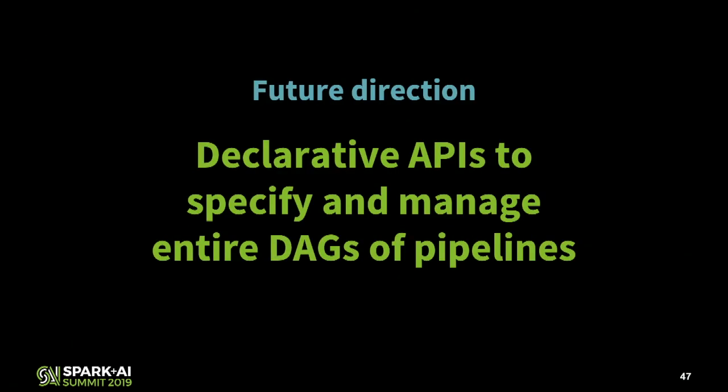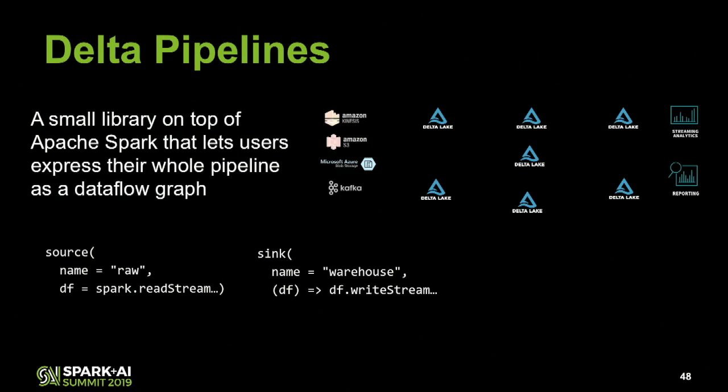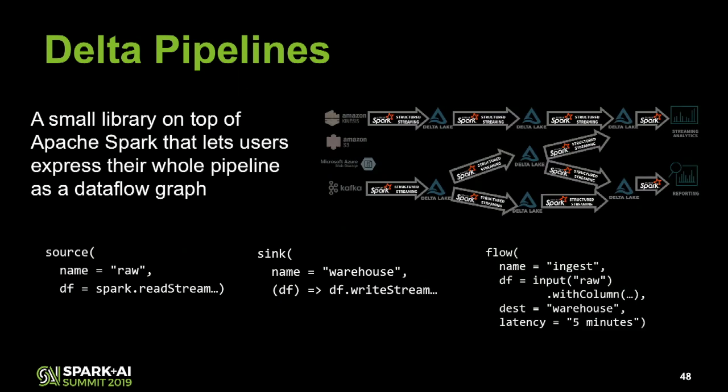And that's why we are working on building a new layer above Structured Streaming and Delta, a set of declarative APIs with which you can specify the entire DAG and manage the entire DAG. For example, to give a brief glimpse, again, none of the details is set in stone here. We are still working on this. But the idea is that it's a small library on top of Apache Spark and Delta, with which you can just specify what the nodes in this graph are, essentially the sources and sinks, and what the specification of the flow between these sources and sinks is.